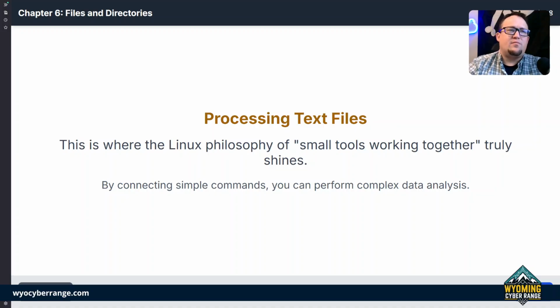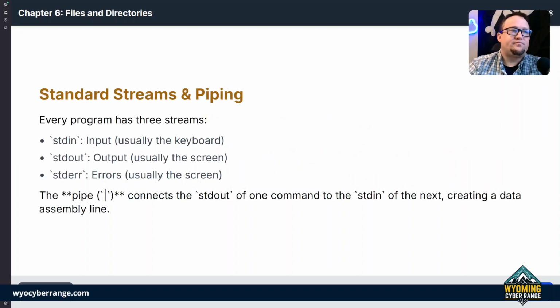All right, so let's talk about processing of text files. We've talked about one of the philosophies being, well, small tools work together. And this is really where it's going to shine. We have a lot of tools that do a really good job by themselves, but how do we get them to work together? Well, by looking at all the files being text files, we should be able to take data from one file and bring it into another file. So how do we do that?